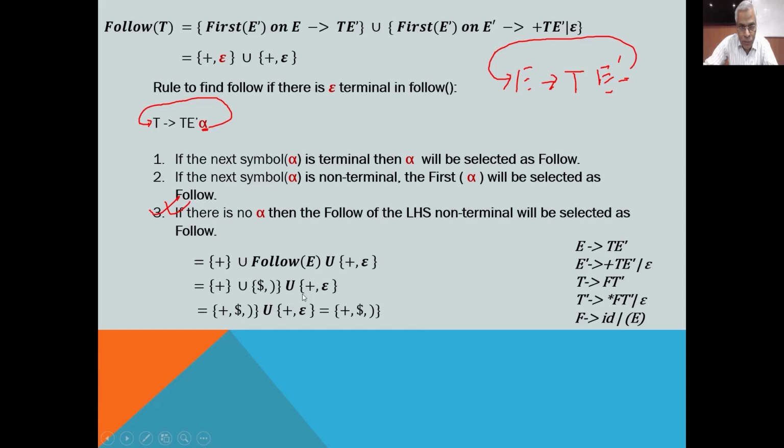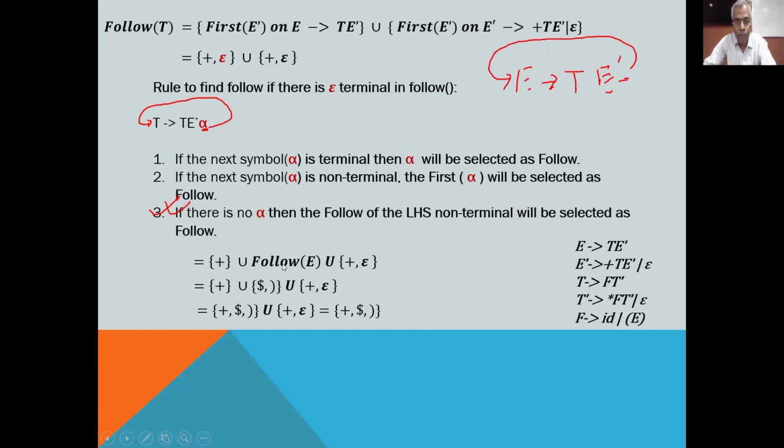Now we combine this plus and dollar and closing bracket, so we get this symbol. If we proceed with this symbol as previous, then we will again get the same symbols, so the value plus, dollar and closing bracket will be the follow of this T.